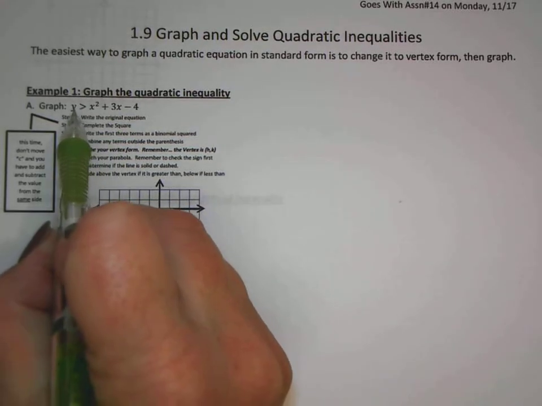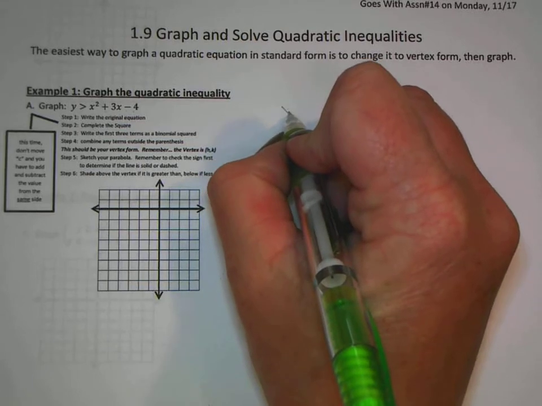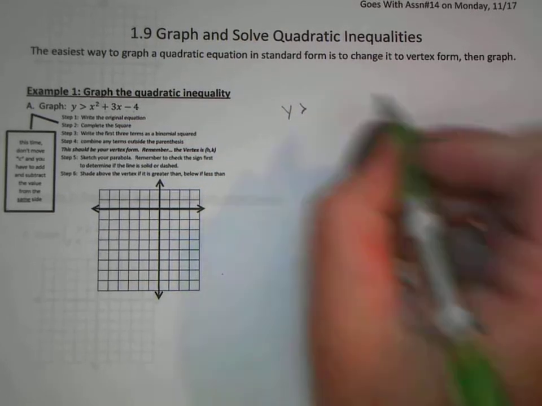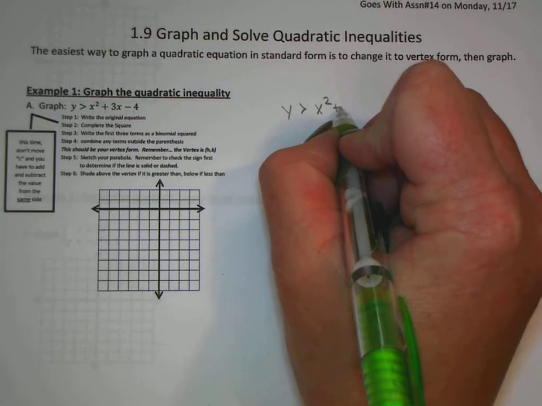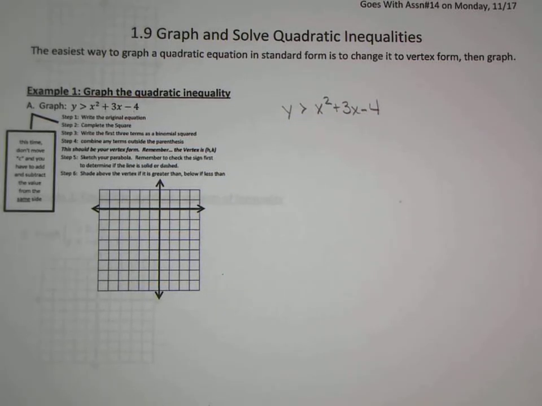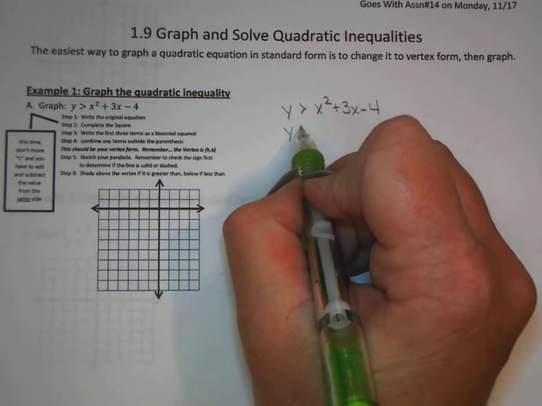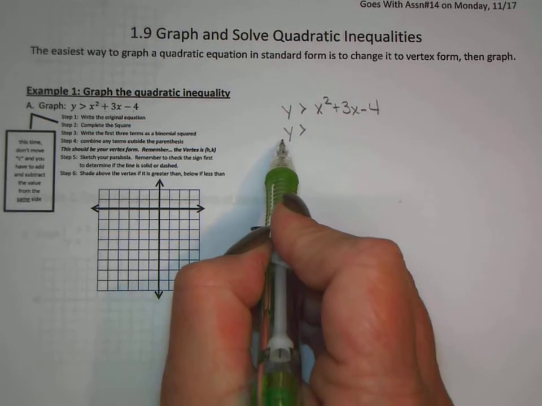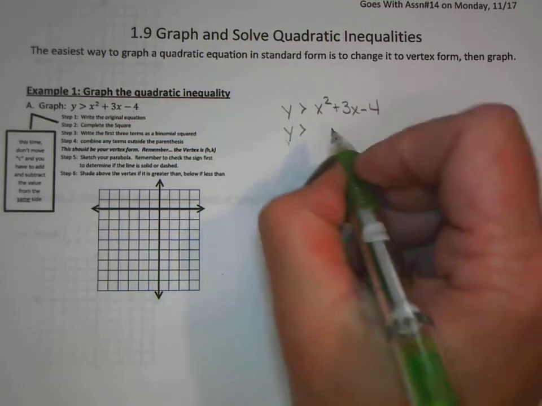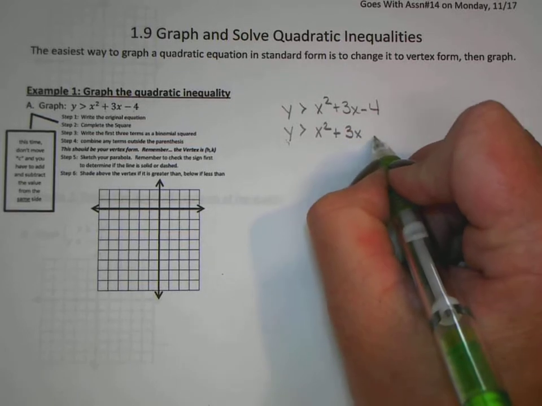All right, so we're going to graph x squared plus 3x minus 4. Step 1 is to write the original equation. Y is greater than x squared plus 3x minus 4. All right, then what you're going to do is basically complete the square, which is that one where because it's y is greater than, you can't do anything to this side of the problem, so you're going to add, subtract the same thing on the same side.